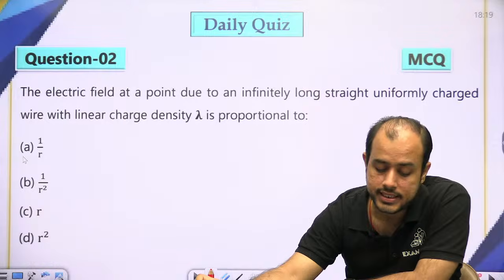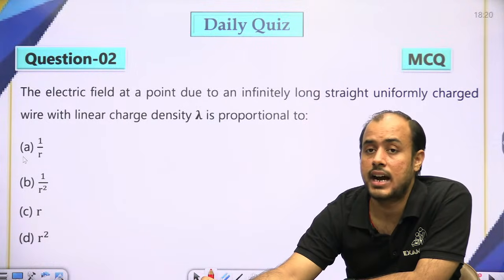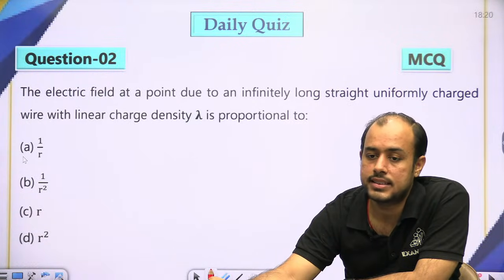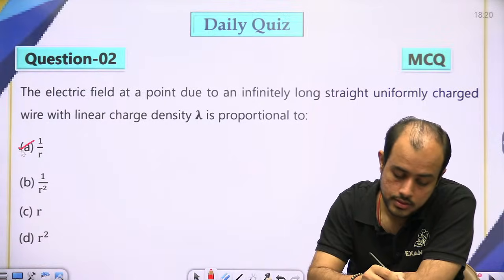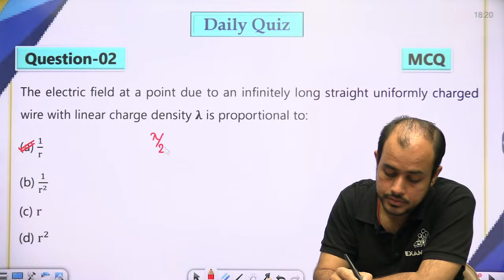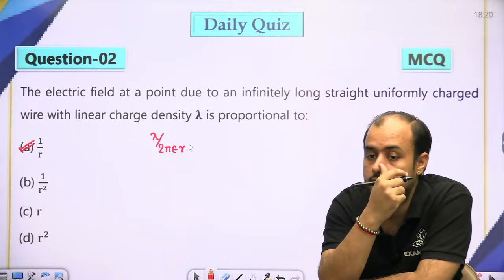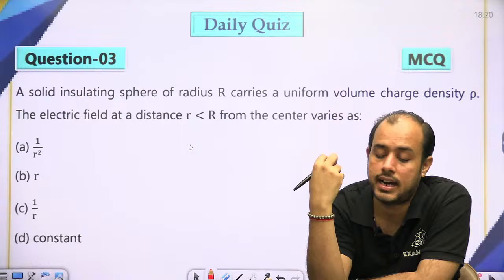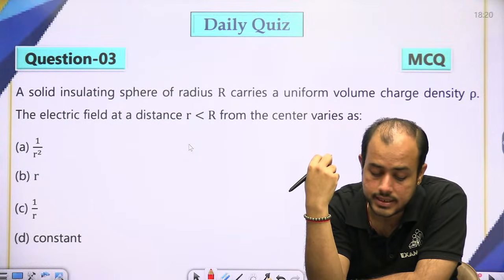The electric field due to an infinitely long uniformly charged wire with linear charge density lambda is proportional to? If the linear charge density is lambda, then the electric field is proportional to what? 1/r. Okay, A, very good.